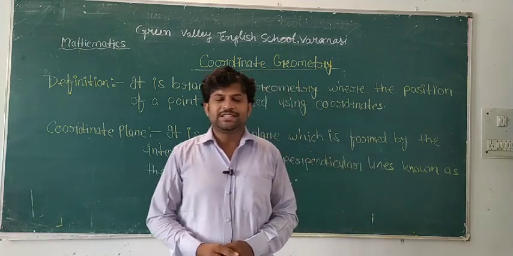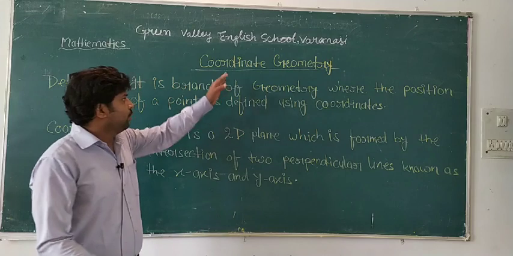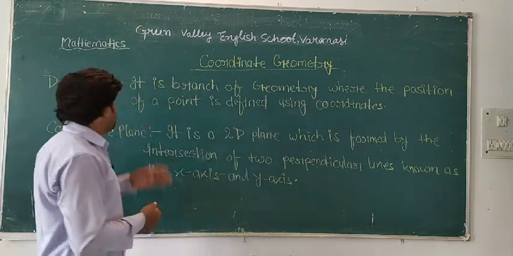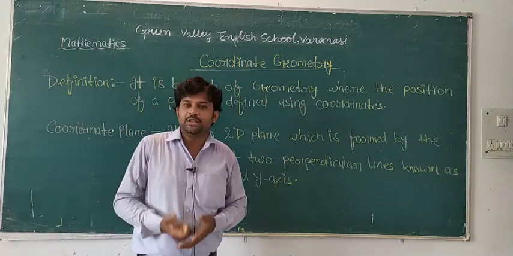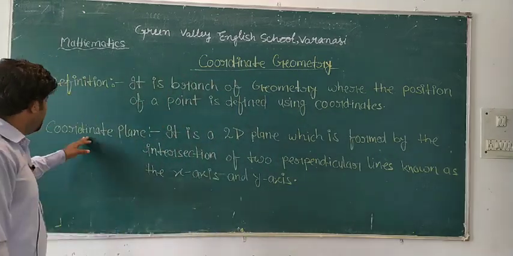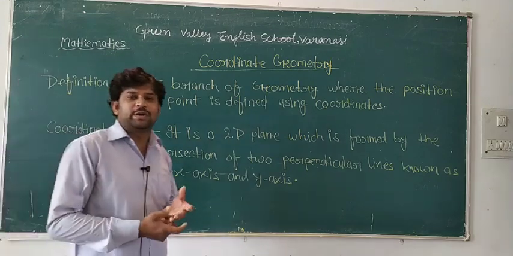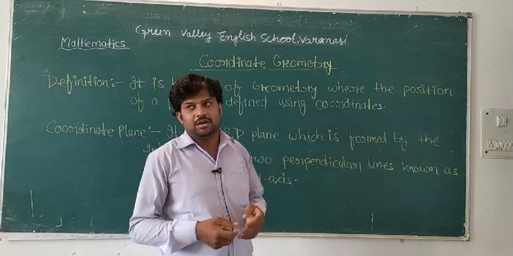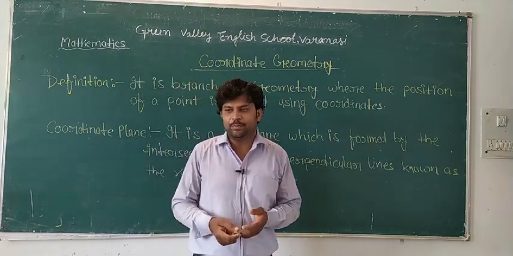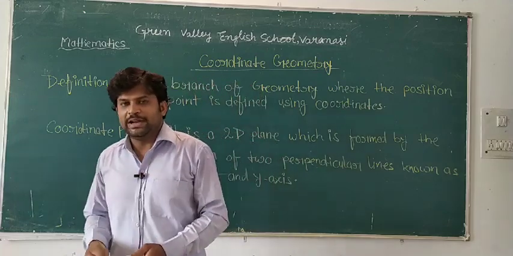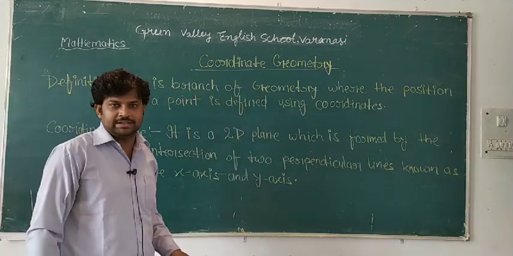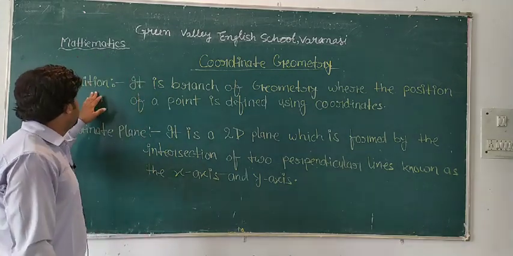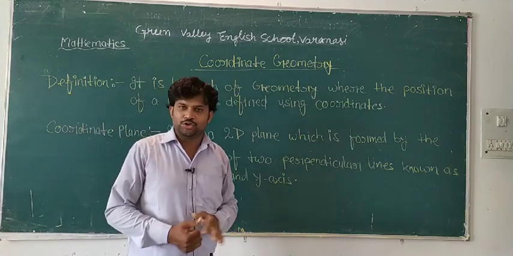Today I am going to start a new chapter, that is coordinate geometry. In this chapter we will discuss the definition of coordinate geometry, the meaning of coordinate geometry, and the coordinate plane. It means: what is the coordinate plane, what is the x axis, what is the y axis, how can we put any points on the x axis and y axis, and how many quadrants. So first of all we will see the definition of coordinate geometry.